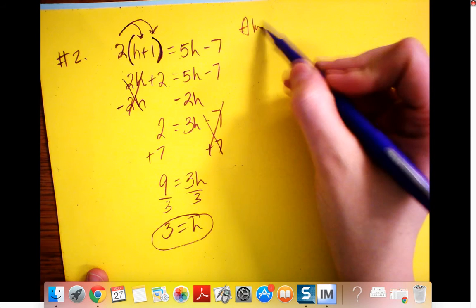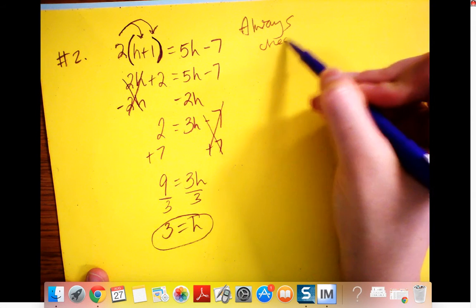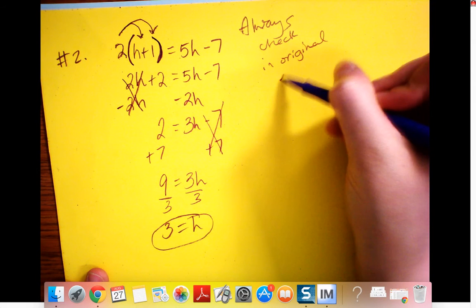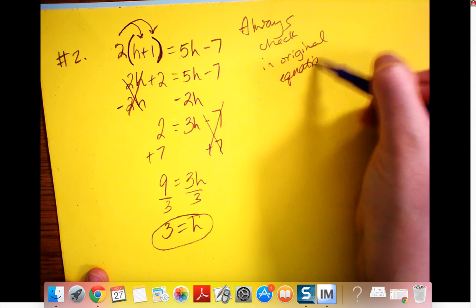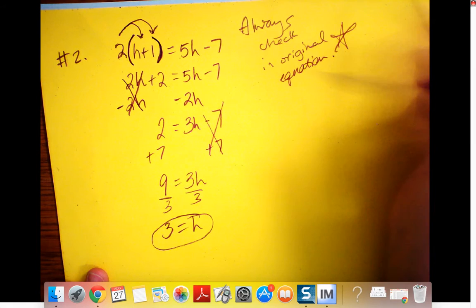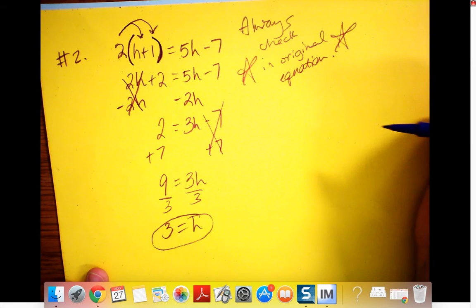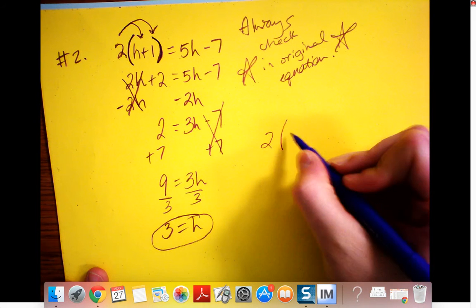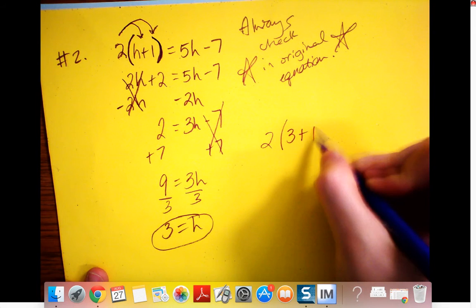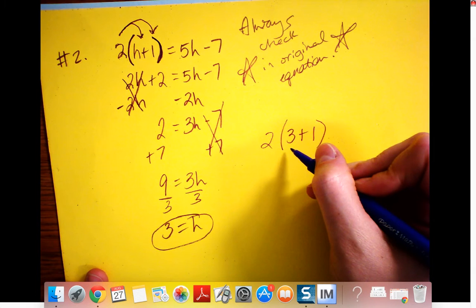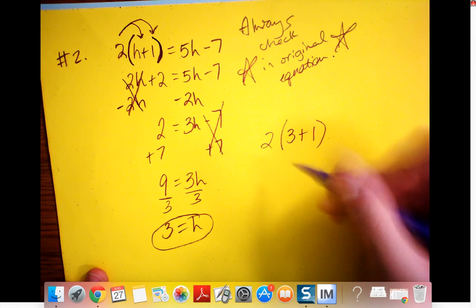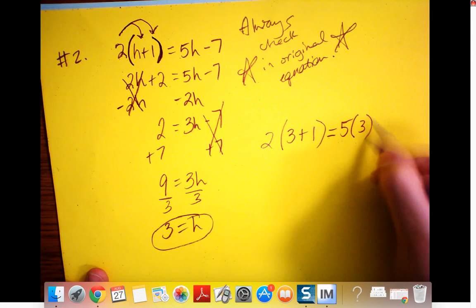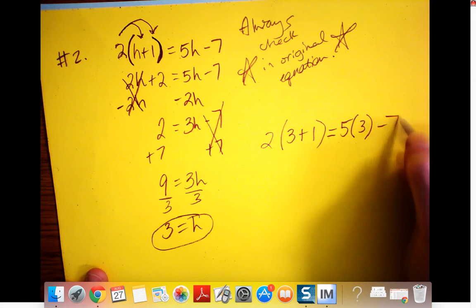Always check in the original equation. Always check in the original. So the original is 2 times the h plus 1, and since we think that h is 3, I'm putting 3 where the h is, equals 5 times the 3, which is h, minus 7.